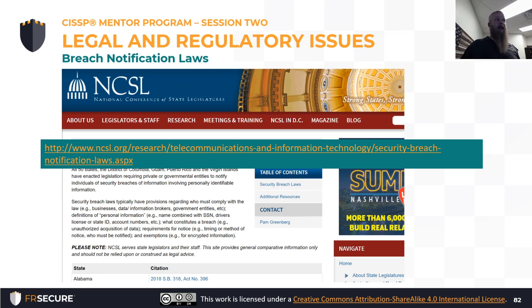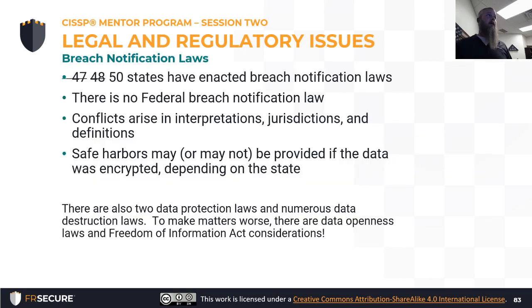So there's the link to that. If you know your own state, assuming you're in the United States, that's a link you could look at to find out what your breach notification law is. There are also data disclosure laws, and there are data protection laws. The big one that made things weird, in 2008, was the Massachusetts data protection law. That one kind of caused ripples. But most states don't have data protection laws per se.